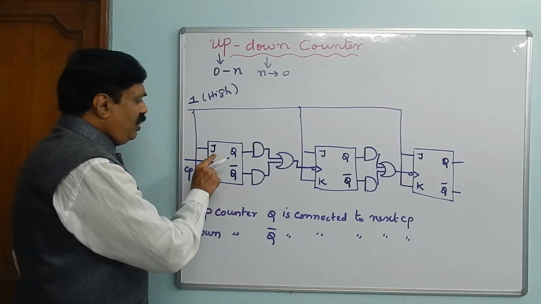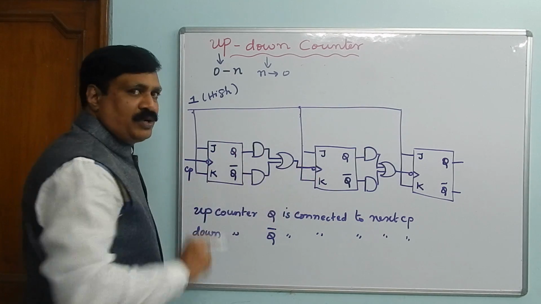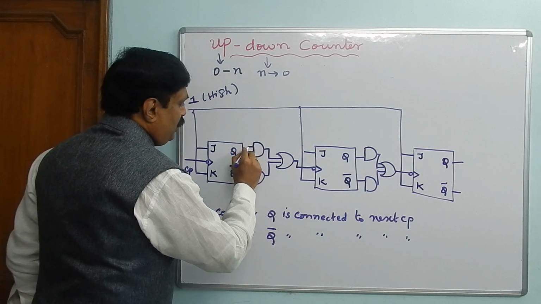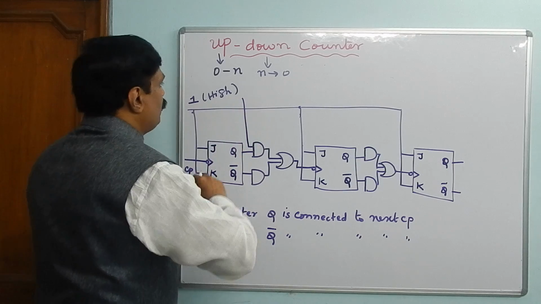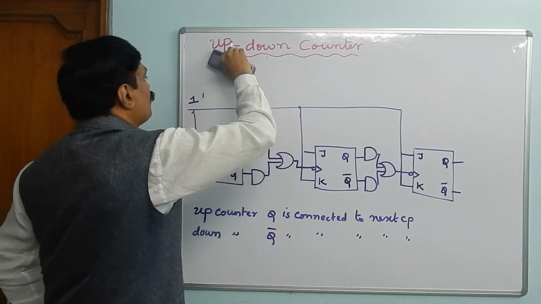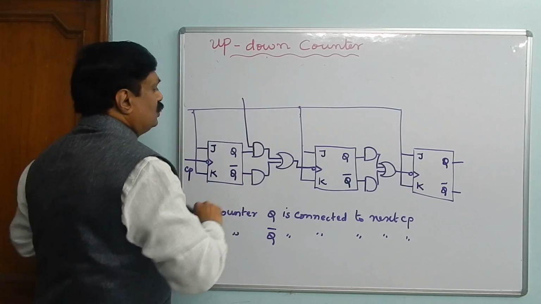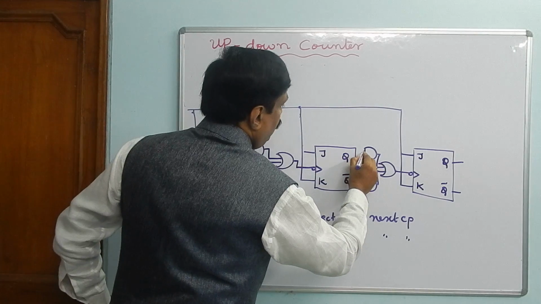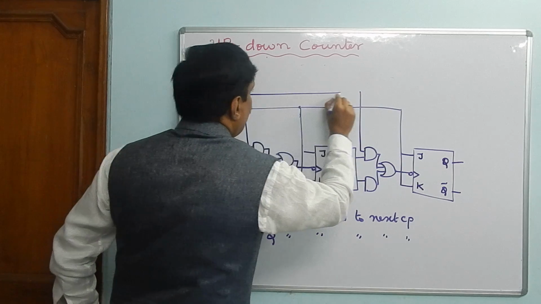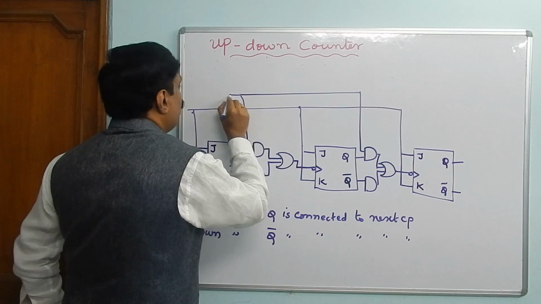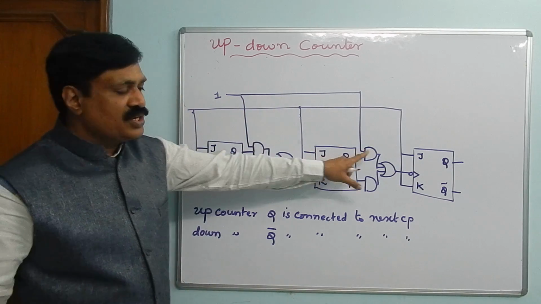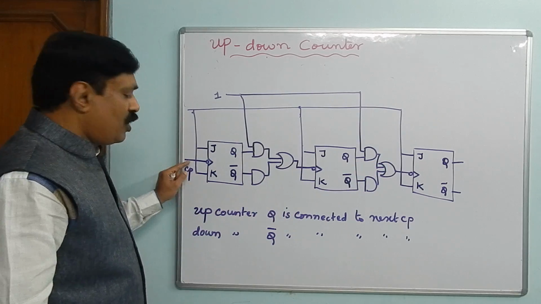Now for this up counter, I am telling you, this AND gate should go. Now I am removing this, deleting, erasing. Okay, this AND gate and this AND gate. If you keep both the AND gates in one, then only this AND gate and this AND gate will work if you give a clock pulse.